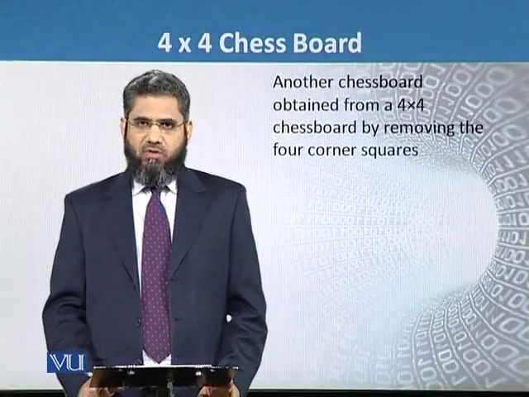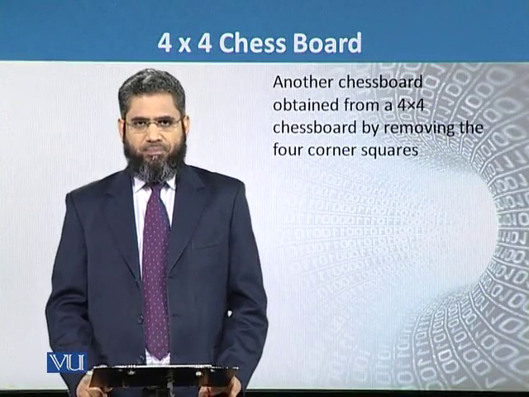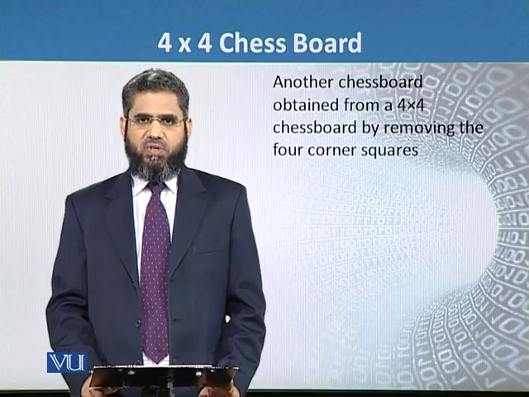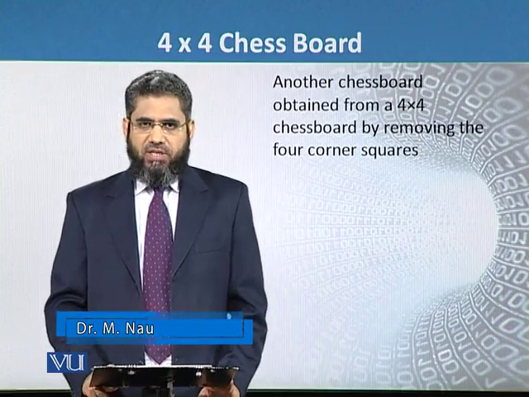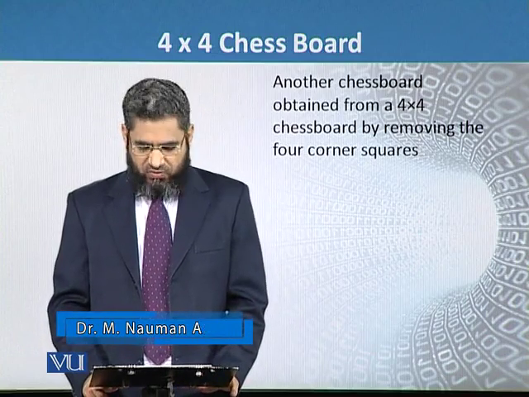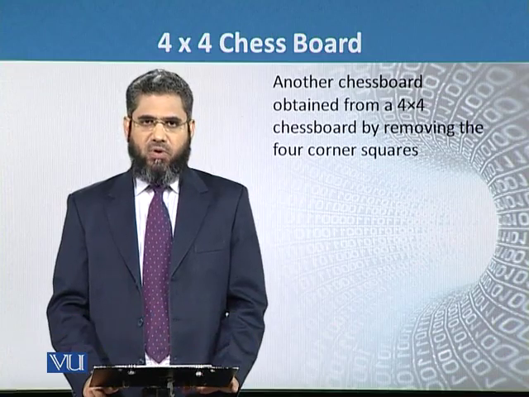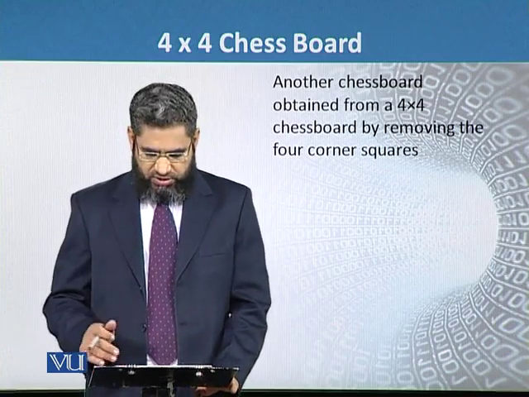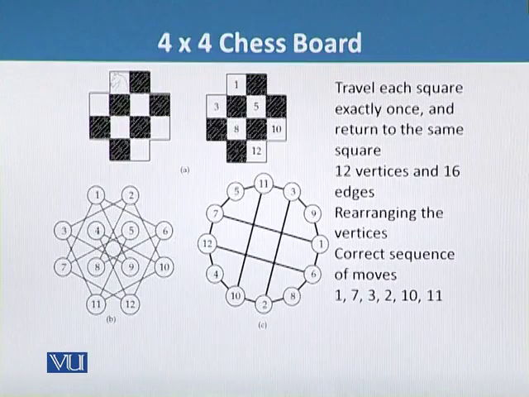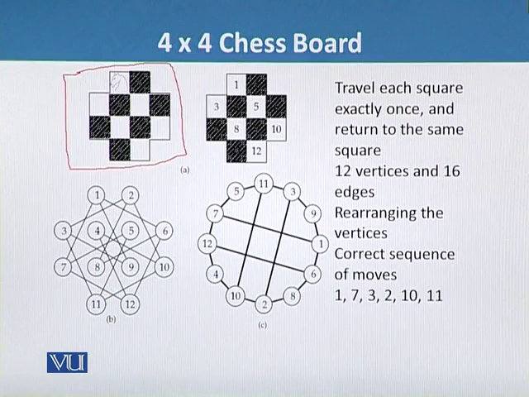To understand the graph theory, we will consider another chessboard that will be 4 into 4 blocks. Previously, we considered the chessboard that was 3 into 3. In this 4 into 4 chessboard, the 4 corners will be removed and the remaining blocks will be considered for further consideration. So in this diagram, we can see that this is the 4 into 4 chessboard, but the 4 corners of this chessboard have been removed.